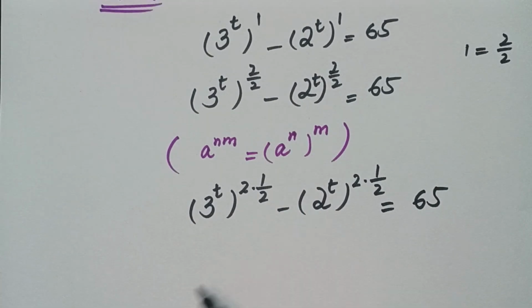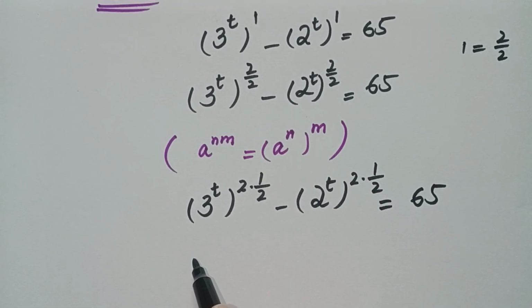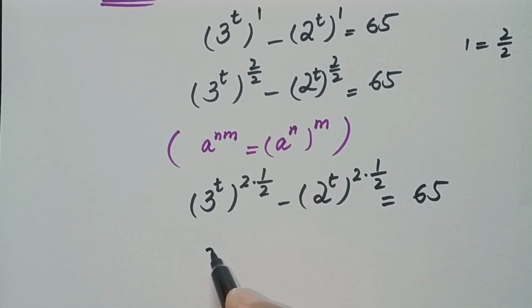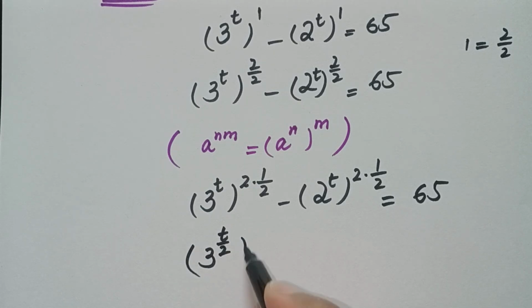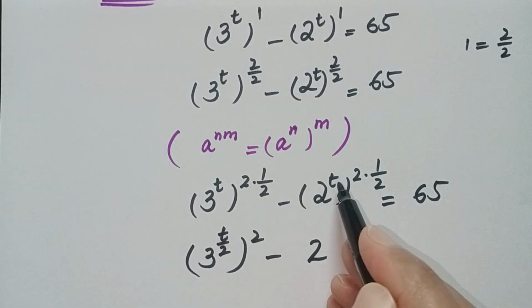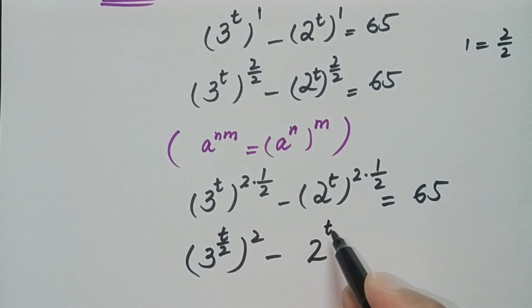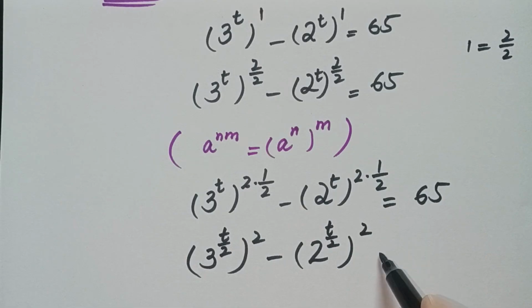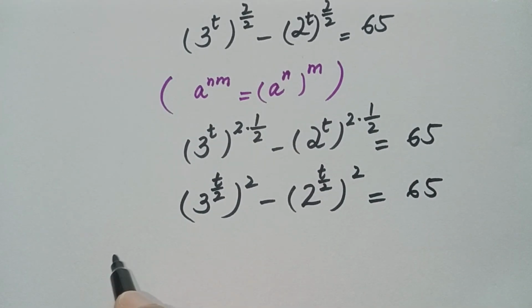So we will bring this power 1/2 inside the bracket. We can write (3^(t/2)) whole power 2 minus (2^(t/2)) whole power 2 is equal to 65. Here we bring 1/2 inside the bracket, t over 2 times, whole power 2 is equal to 65.